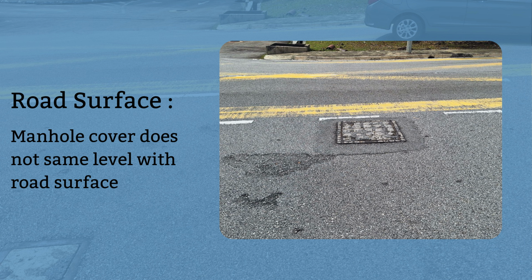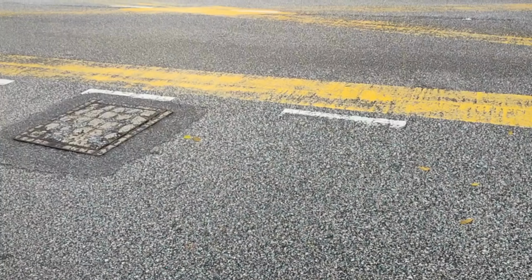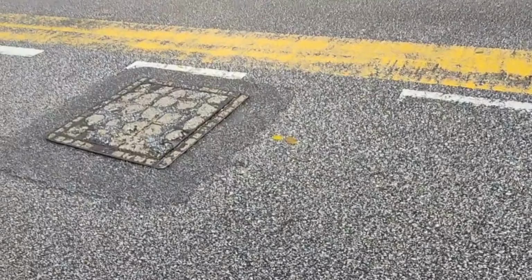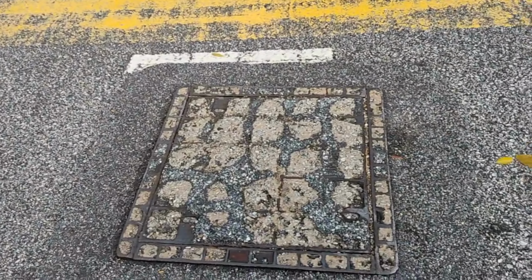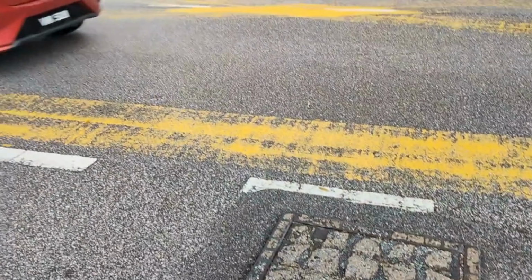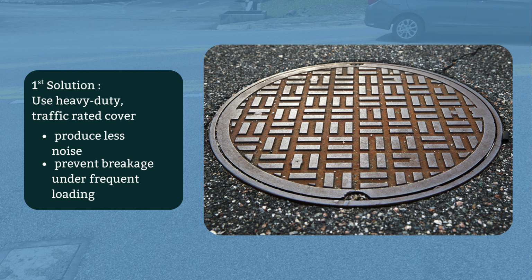Next problem is road surface, where the manhole cover is not at the same level as the road surface. This will produce disturbance to the driver or passenger and even produce noise. As for solution, use a heavy-duty traffic-rated cover or ductile iron material for the manhole cover. It produces less noise and even prevents the manhole lid from cracking.